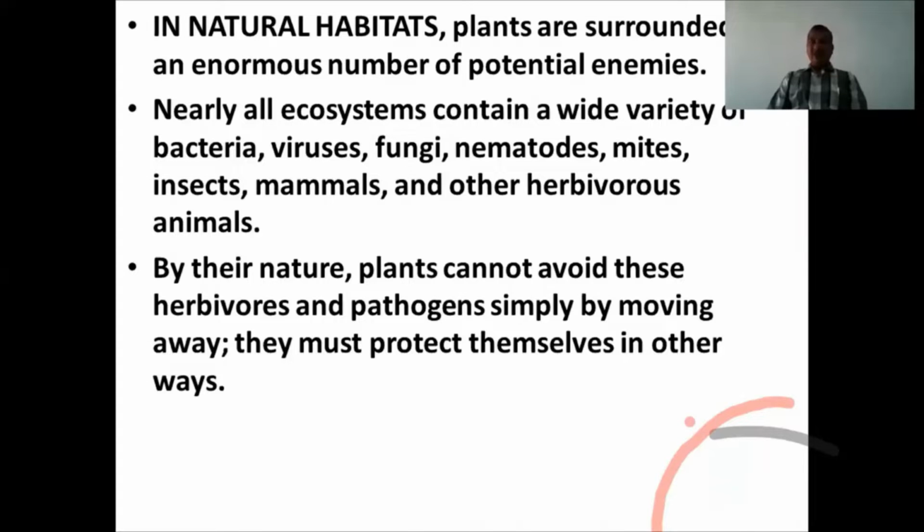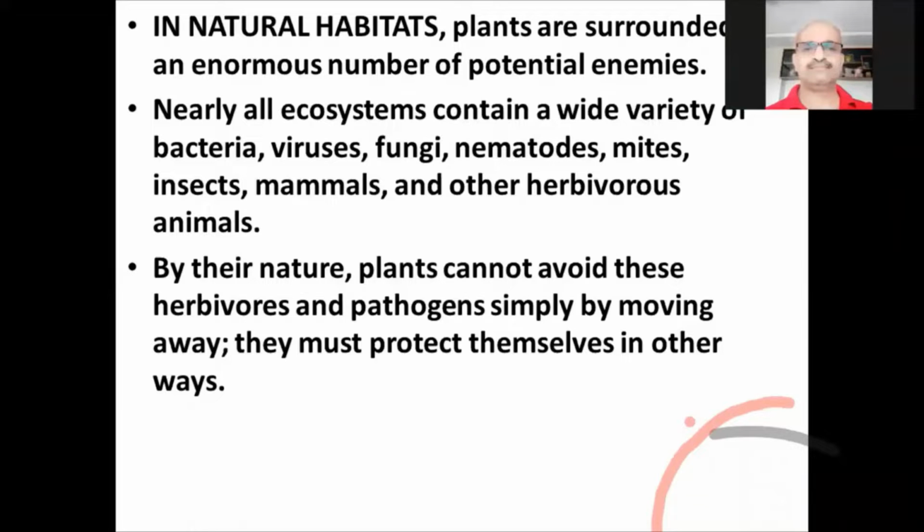Plants, like animals, have to protect themselves by some kind of mechanism. One such mechanism we are going to discuss today is plant secondary metabolites. The major threat to plants is from herbivores and many pathogens. Pathogens could be bacteria, viruses, fungi, nematodes, many insects or mites.